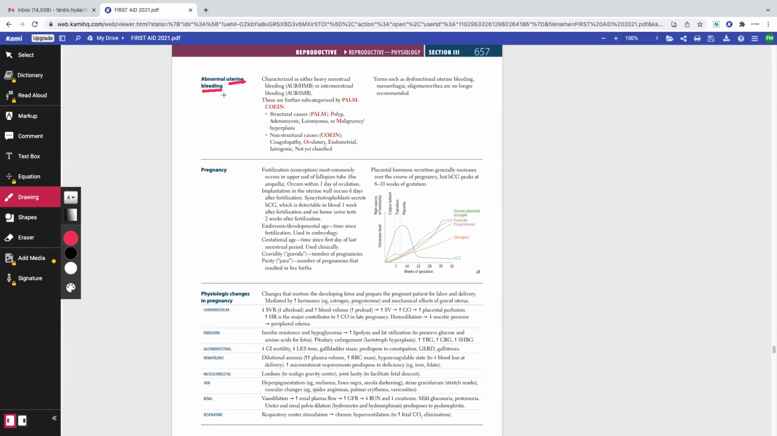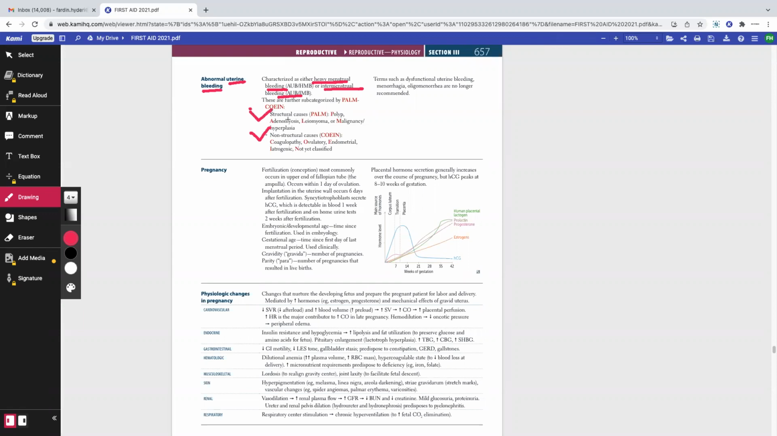If there's anything abnormal, then that must mean that, first of all, the flow is very high, that there's excessive bleeding. That's number one. Number two is that there could be an irregular pattern of bleeding. So number one is characterized as heavy menstrual bleeding. Number two is an intermenstrual bleeding pattern. These are further subcategorized according to their causes. So there could be structural problems or non-structural problems.